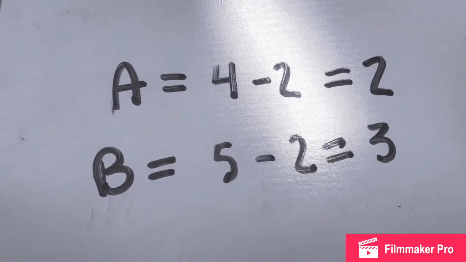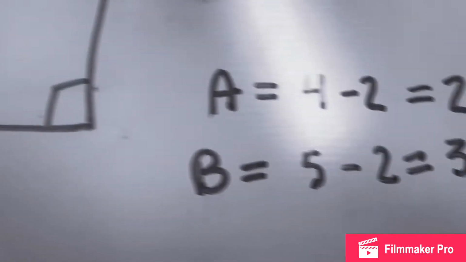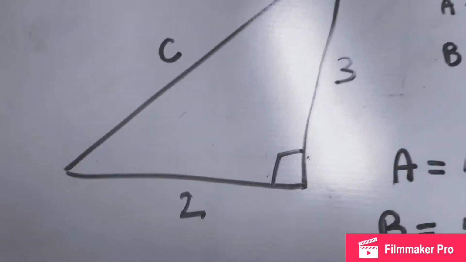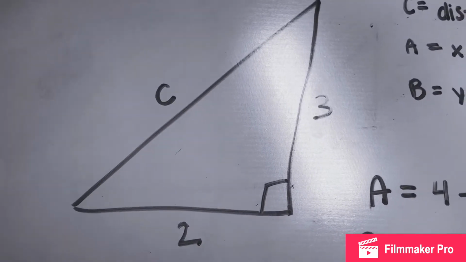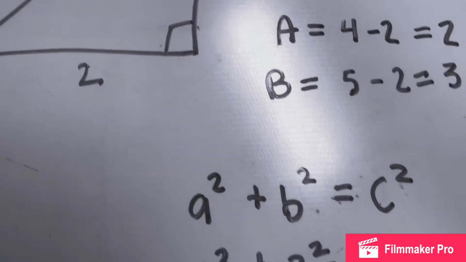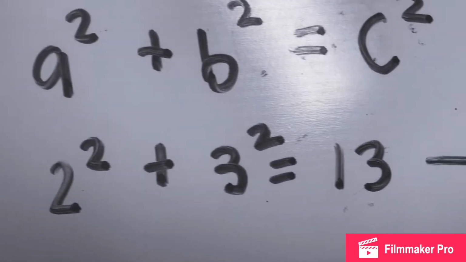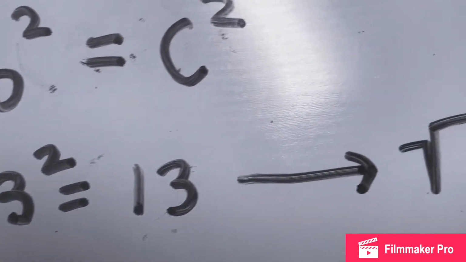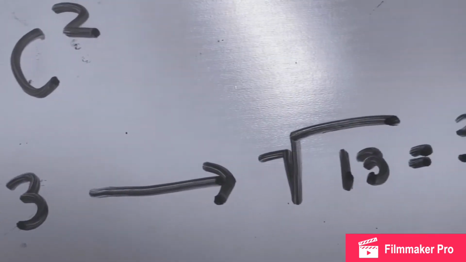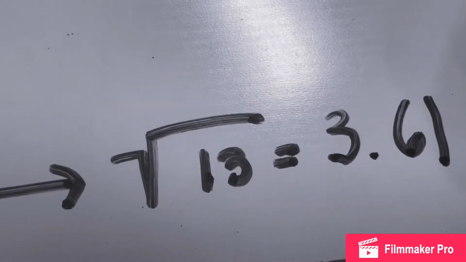Now that you have your A and B values, plug them in for the sides of your triangle and put them into the Pythagorean theorem to find the missing C value. When you actually solve out the Pythagorean theorem, you get the answer 13, which you have to take the square root of, because a squared plus b squared equals c squared. So the answer is the square root of 13, or 3.61.